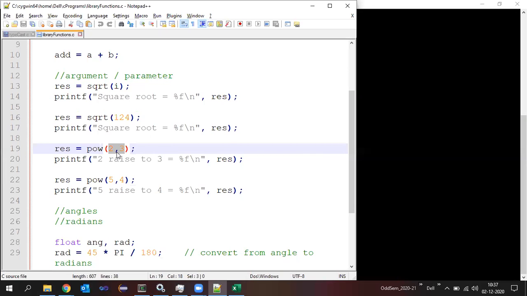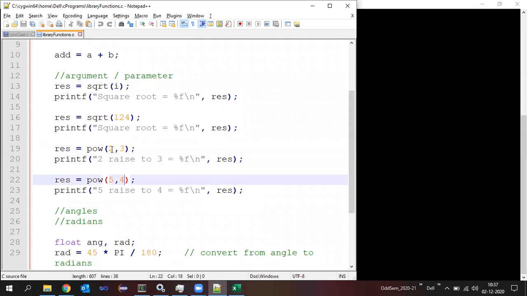How many? Two. Why only two? Because we want to calculate the power. Power means what? The first number, that is the base, raised to the exponent. So base and exponent, two parts we need to pass, and that is what I am passing over here. These are two mandatory things. If I provide these arguments, then only this function is capable of calculating the power. If I don't provide the second part, it will give us an error.